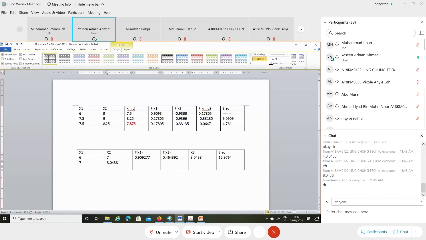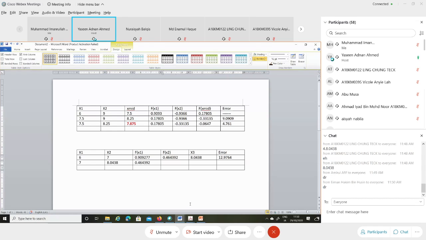8.0438. Okay, now calculate. So f of this one you already know, 0.464392. This one we don't know yet, so calculate this one. Yes, you want to say anything?